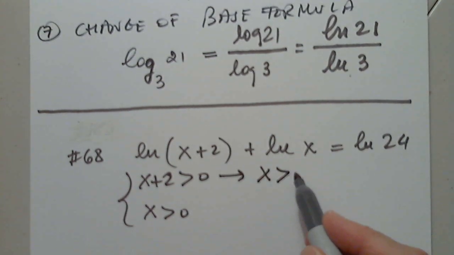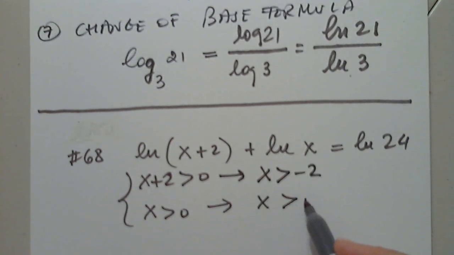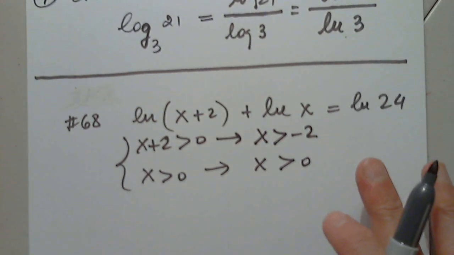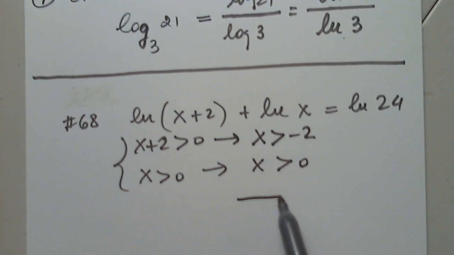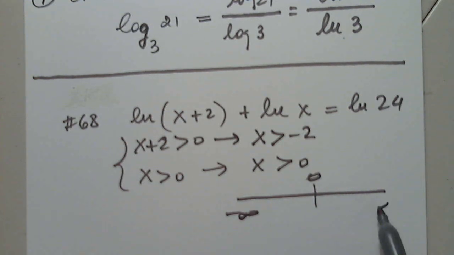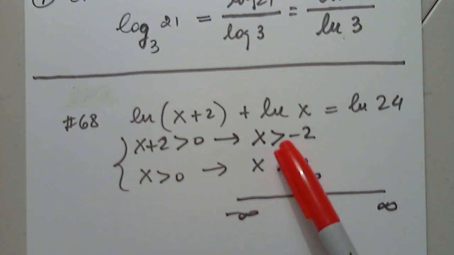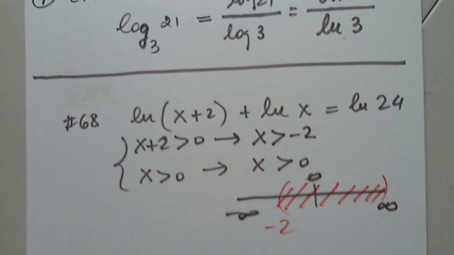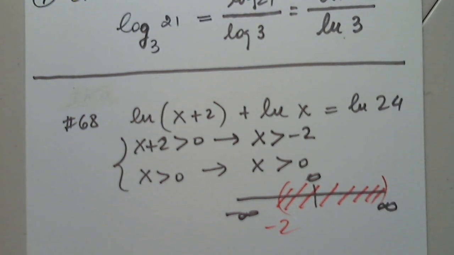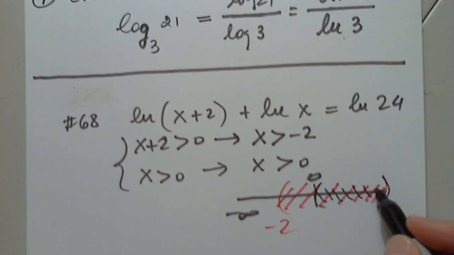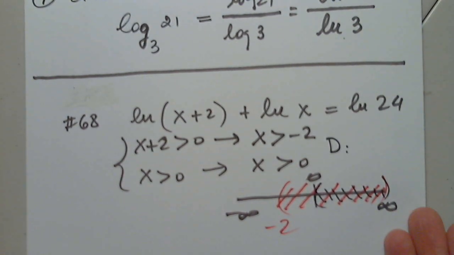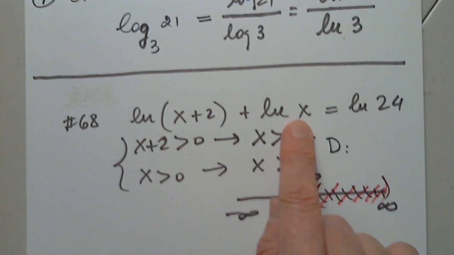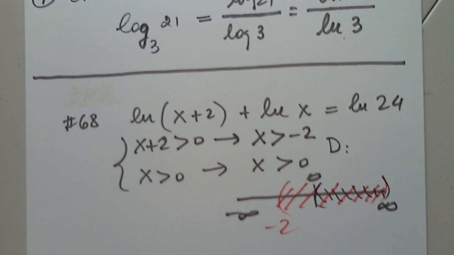So this is x greater than -2, and this is still greater than 0. We can imagine already this, but maybe we don't. So let's graph it. This is from -2 to 0, and this is from 0 to infinity. What is the domain? 0 to infinity. Right, because both logs have to exist.